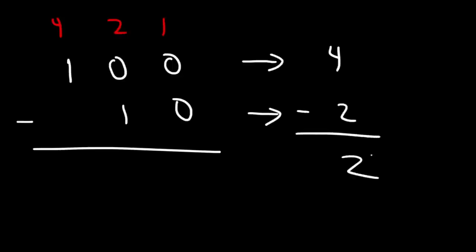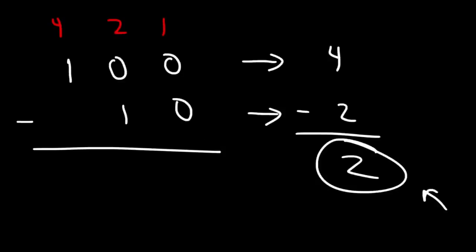Now, what if we have this situation? Let's say it's 1, 0, 0 minus 1, 0. Now this column is for the 1s, 2, and 4. So 1, 0, 0 is basically 4, and 1, 0 is 2. 4 minus 2 is 2. So this is the answer we should get.